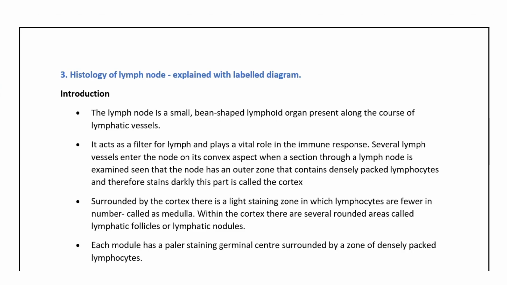So let's move on to the next question, that is histology of lymph nodes. This is a 5 marker. Brief introduction we will write. Lymph node is a small bean-shaped lymphoid organ which is present along the course of all the lymphatic vessels. It acts as a filter for the lymph and it plays a vital role in immune response. Okay, several lymph vessels will enter the node at its convex aspect.